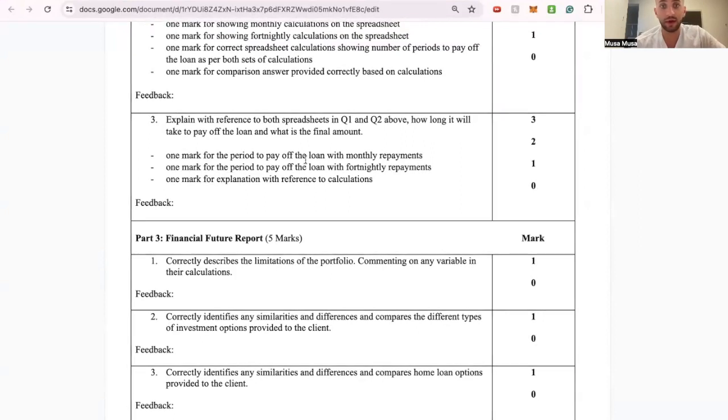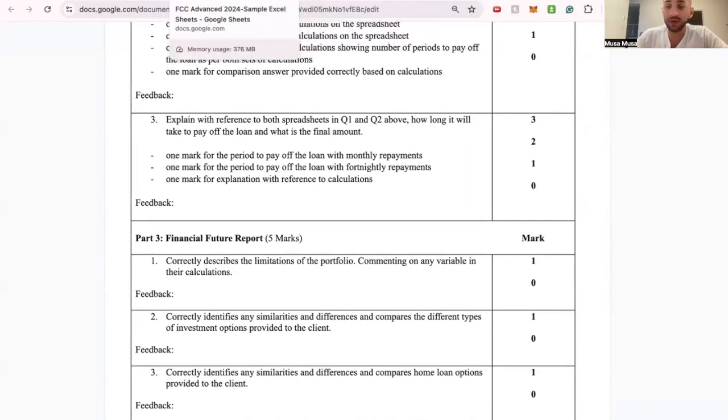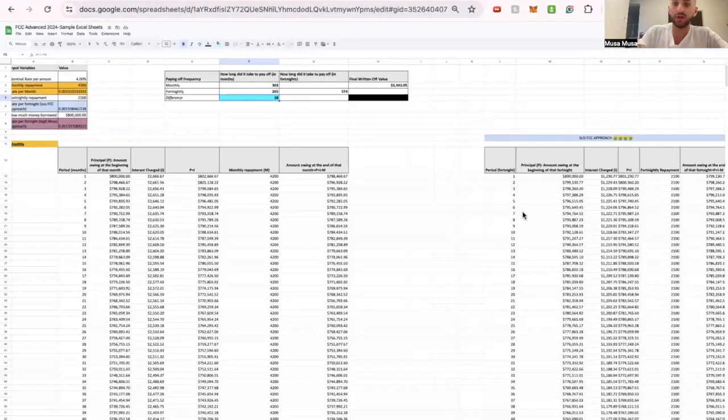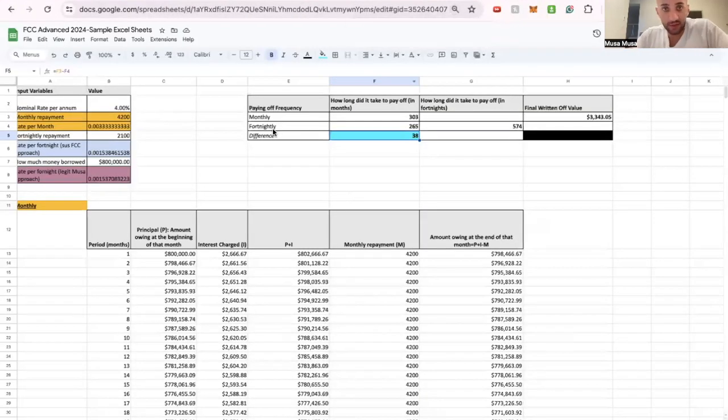1 mark for the period to pay off the loan in monthly repayments, 1 mark for the period to pay off the loan with fortnightly repayments, 1 mark for explanation with reference to calculations. So what you could do, this is what I would have done. We come back to here and we want to make an argument about which one's better. So let's come to this and say monthly. It took 303 months to pay it off. But remember that 303rd month.